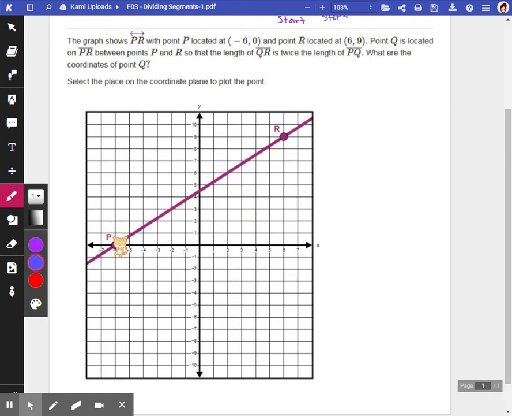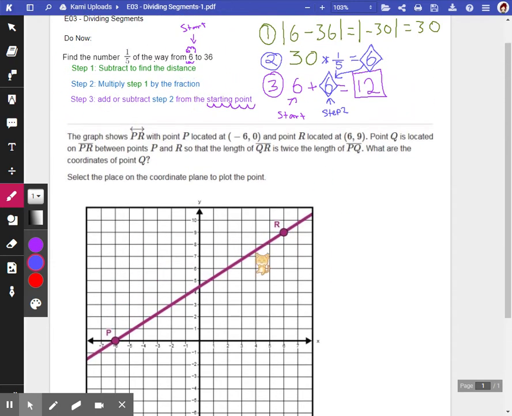So to do this in a two-dimensional graph, you just need to do the same steps to x and to y. So you just do x and y separately. Although when you have a question that's worded like this, it's a little bit complicated because you want it so that point Q is between P and R so that QR is twice the length of PQ. So PQ is one piece and then QR is two pieces.